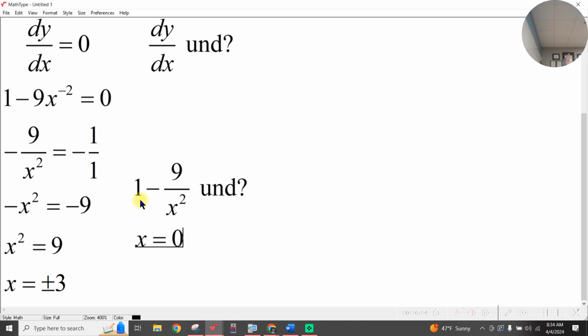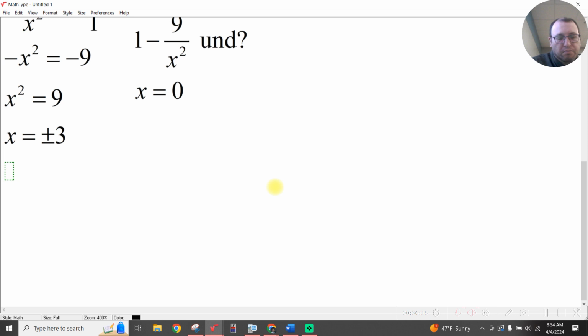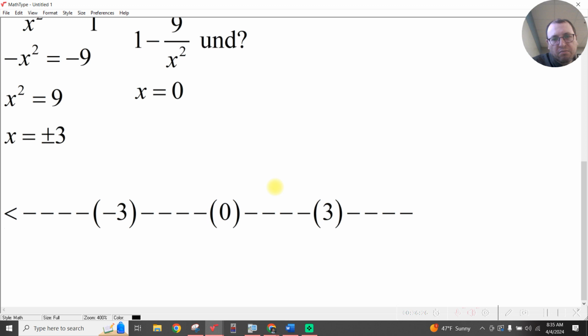So that's what I'm going to set up my little number line with, okay? So let's make our number line. Negative 3, 0, positive 3.